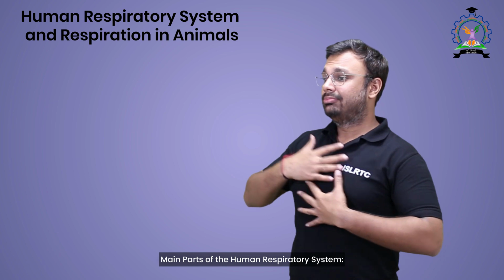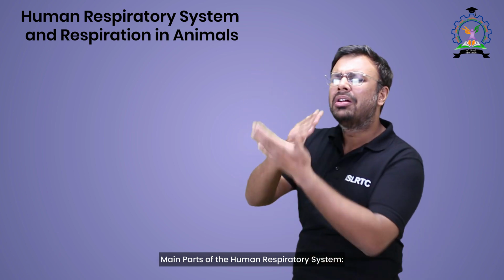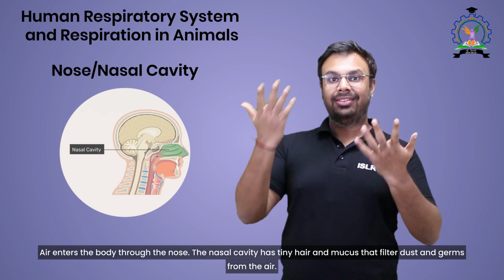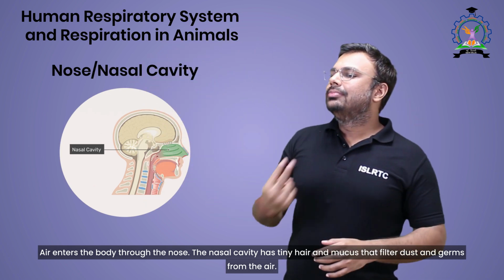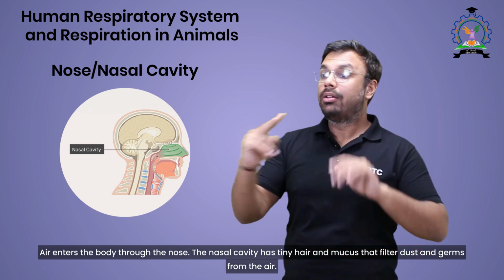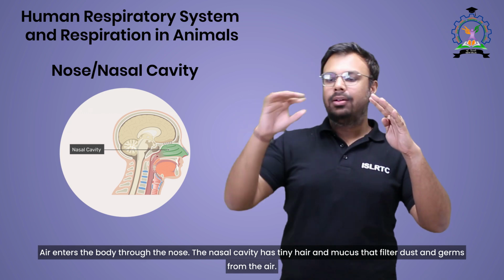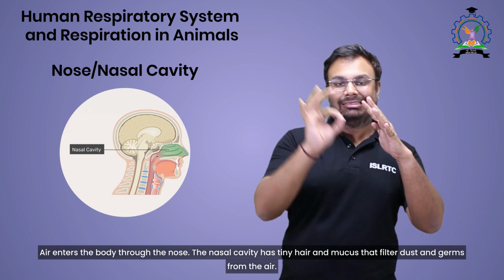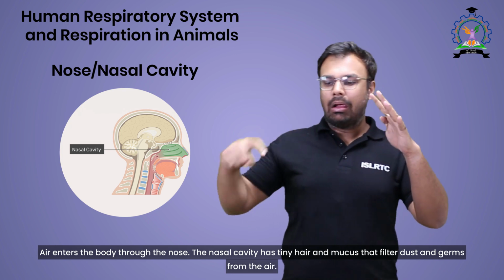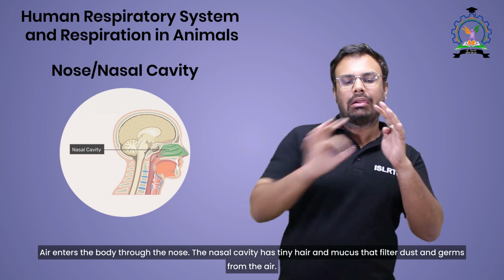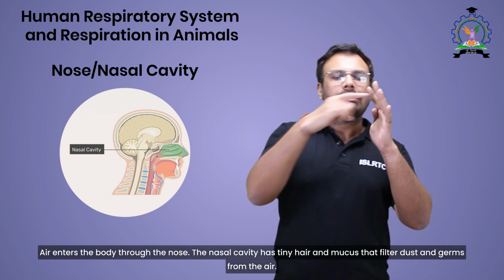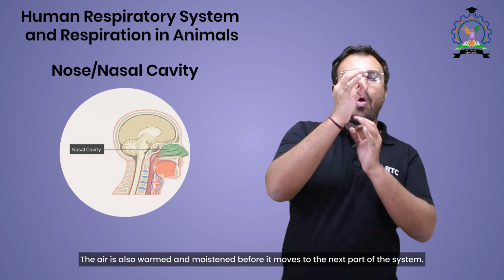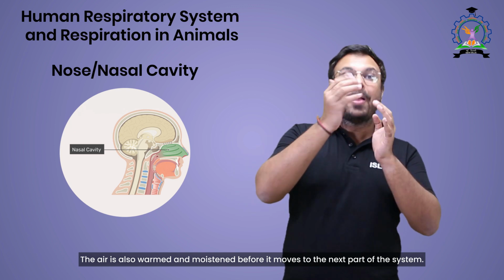Main parts of the human respiratory system. 1. Nose, nasal cavity. Air enters the body through the nose. The nasal cavity has tiny hair and mucus that filter dust and germs from the air. The air is also warmed and moistened before it moves to the next part of the system.